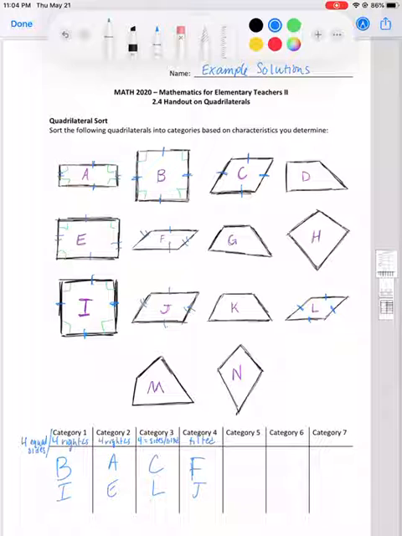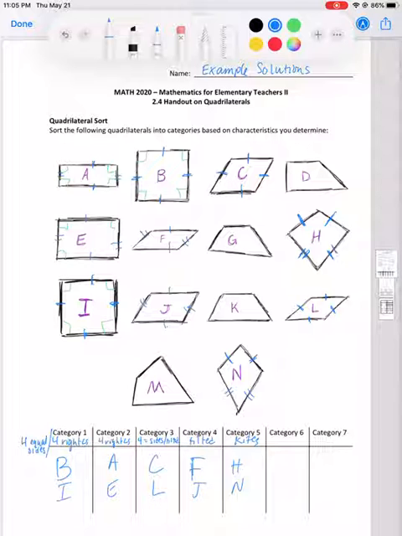Then let's take a look at H and N. These look like kites to me, like the ones that you fly. So what are those characteristics? Well, let's take a look at their sides. This side looks to be the same as that one, and that one looks to be the same as that one. Same thing with this one. For lack of a better word, we'll call them kites, like the ones that you fly. So H and N.